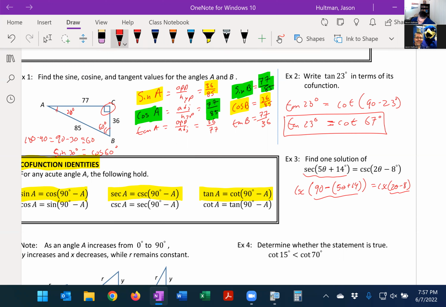Now I'm going to distribute this negative sign. When I distribute it, I get 90 minus 5 theta minus 14 is equal to 2 theta minus 8. So 90 minus 14 is 76, so 76 minus 5 theta is equal to 2 theta minus 8. If I move the 5 theta over there and the 8 over here, I get 7 theta is equal to 84, and so theta is equal to 12 degrees.